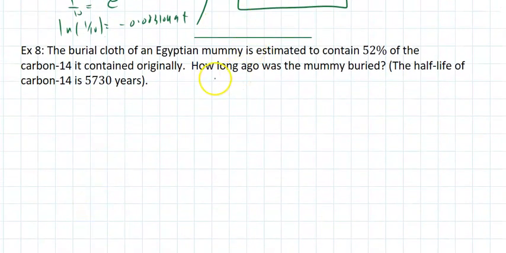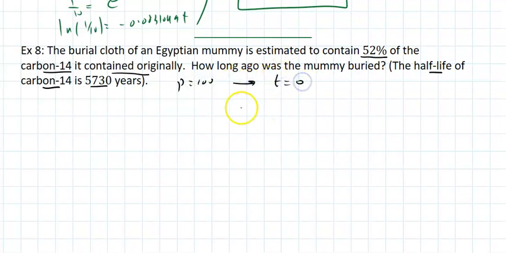The burial cloth of an Egyptian mummy is estimated to contain 52% of the carbon-14 contained originally. They use this carbon dating for most of these objects. How long ago was the mummy buried? Well, they didn't tell us the initial amount, but they say the half-life of carbon-14 is 5,730 years. So if I assume 100 is present at t equals 0, in 5,730 years I'll have 50 left.